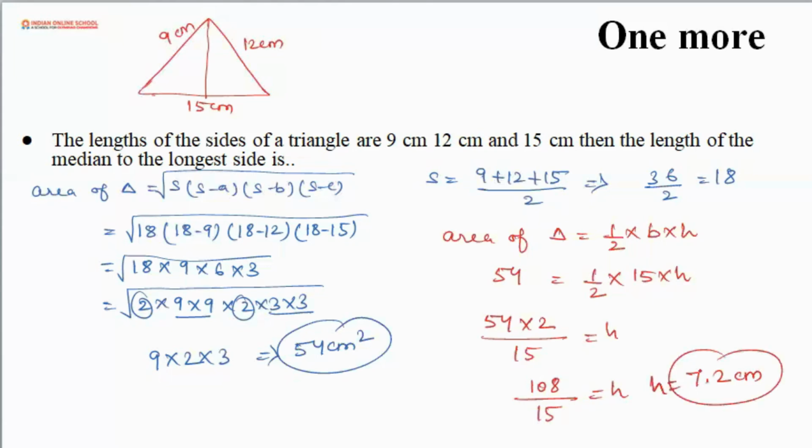So the length of the median to the longest side will be what? 7.2 centimeters. Okay, so this is for this chapter, for this particular topic. I hope you understood this.